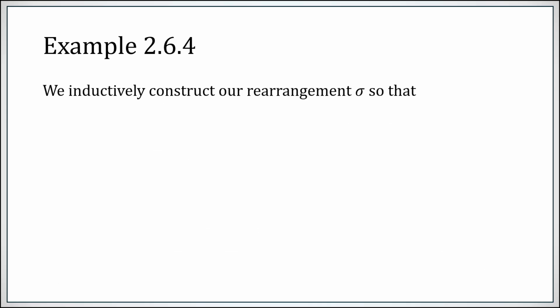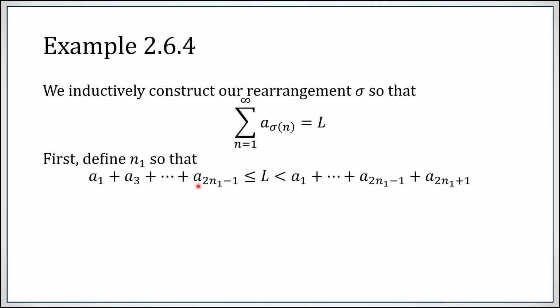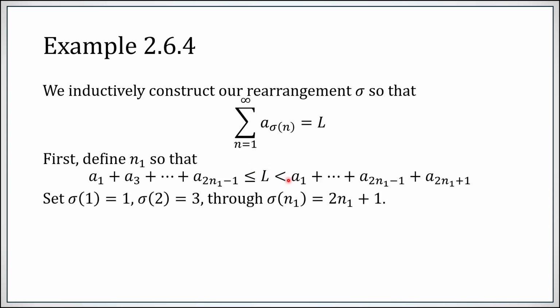So we're going to inductively rearrange our terms so that eventually we will end up with the limit of the partial sums being L. Define n1 so that we add up a bunch of positive things to be less than or equal to L, but if I added a single additional positive term, I would exceed L. I know I can do this, remember, because the positive terms on their own diverge. So add up a bunch of them until you exactly get larger than L.